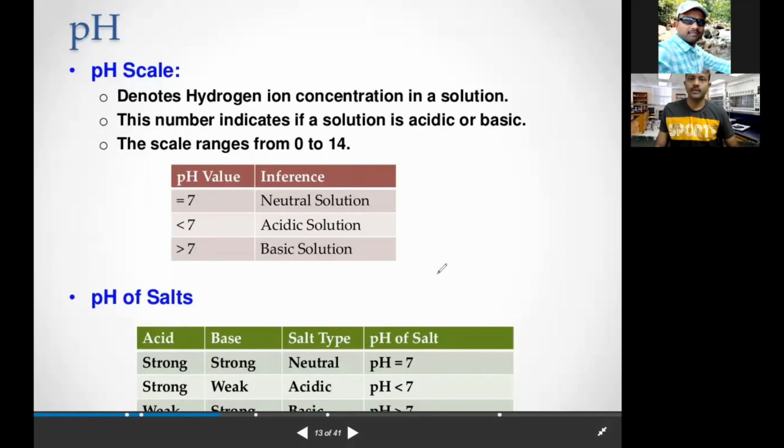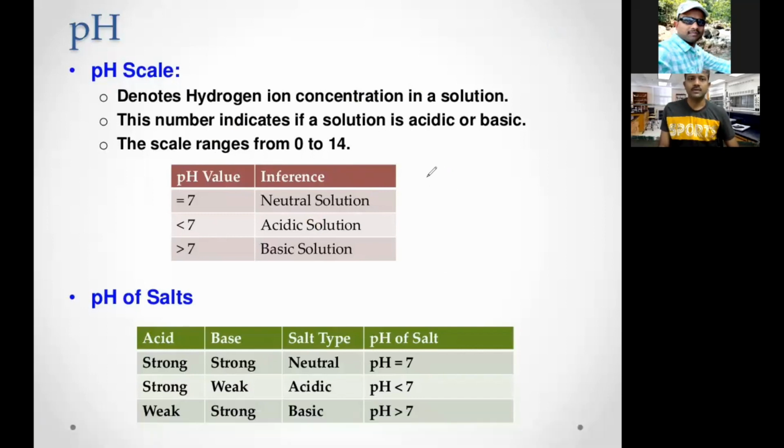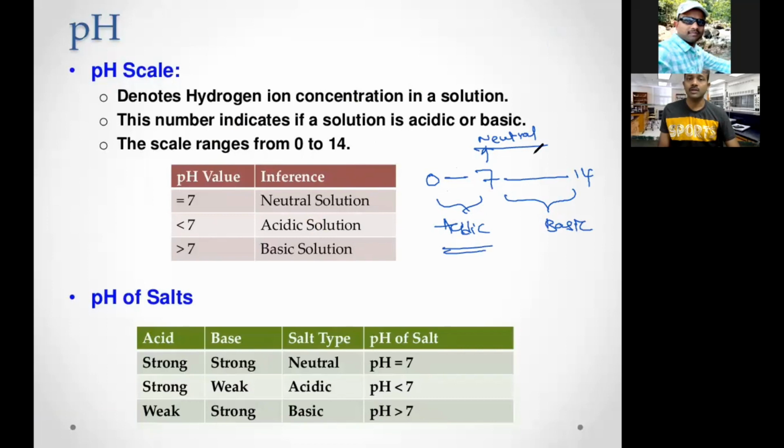So in the region 0 to 7, the medium is acidic in nature. In between 7 and 14, the medium is basic in nature. At 7, the medium indicates neutral in nature.